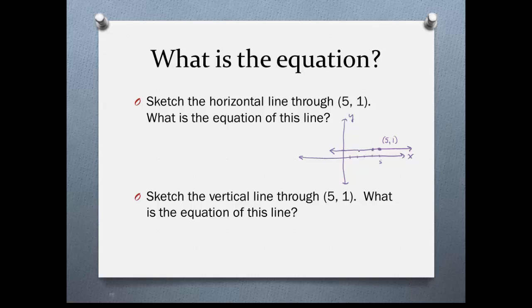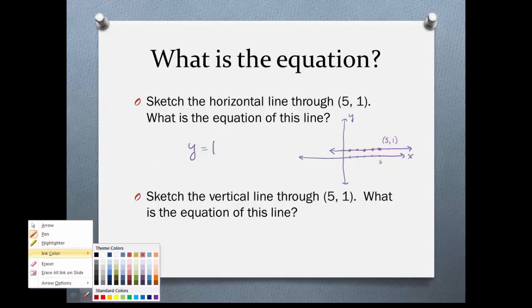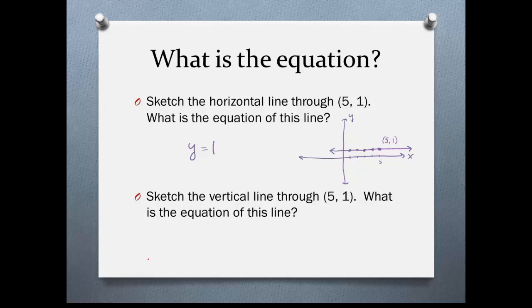If I came over here to these points, all of these points, even though the x coordinate is changing, the y coordinate is staying 1. So if the y coordinate stays 1, the equation is y equals 1. And then it says sketch the vertical line through 5, 1. So I'll draw that vertical line in. What's the equation of that line?